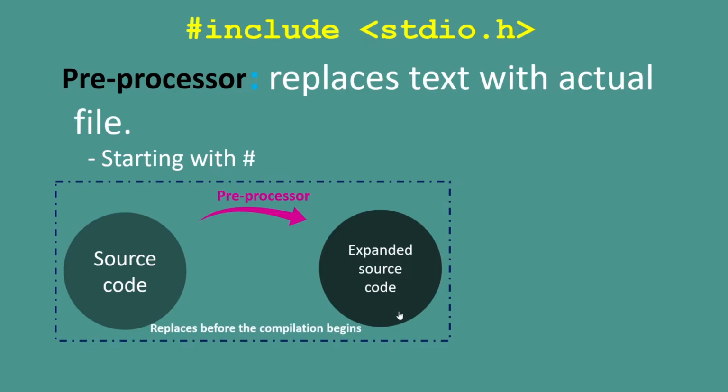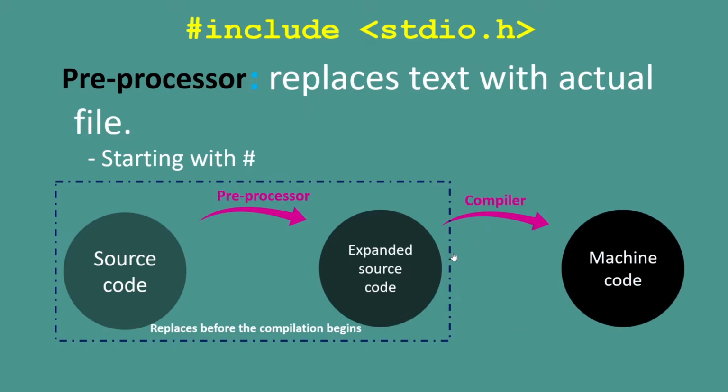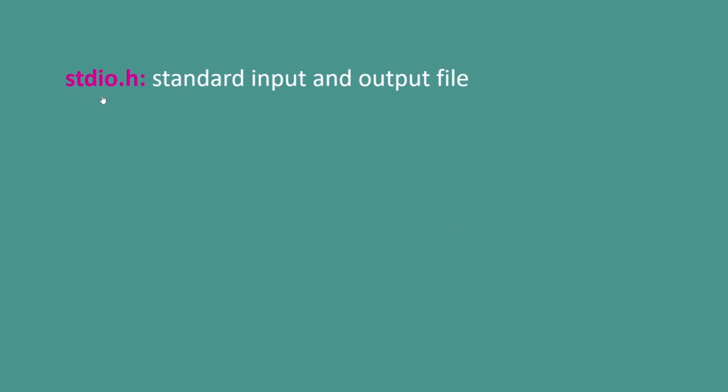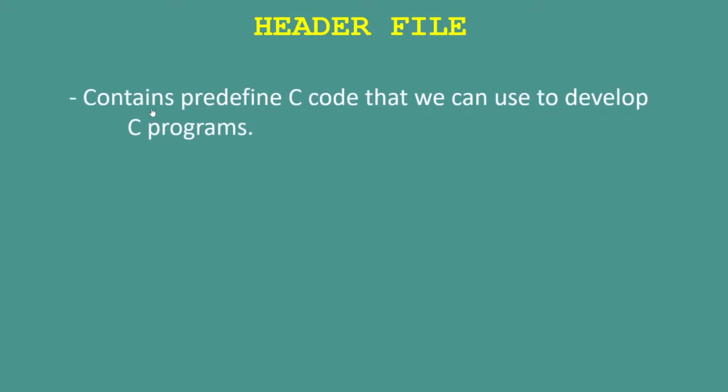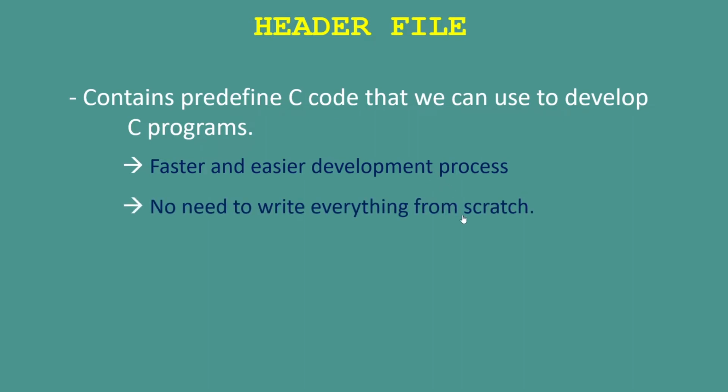Note down this thing. After that, it will go to the compiler and the compiler converts this code into machine code. Now, what does stdio.h mean? Stdio.h means standard input and output file with a .h extension. The .h extension simply means this is a header file, or you can say a library. Now, what is a header file? A header file is a container or a box where some C code is already written and it is ready to use for us. This obviously makes the development process faster and easier because we don't need to write everything from scratch ourselves.